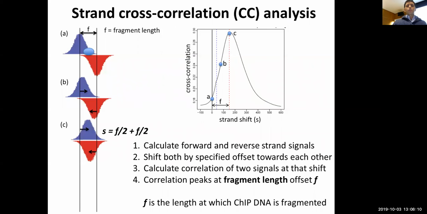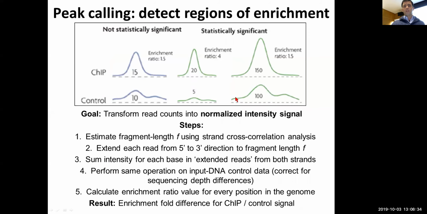We then looked at various quality control metrics that allow us to infer whether this is a good ChIP-seq experiment. For example, the strand cross-correlation of the left side and the right side that peaks exactly at the fragment length divided by 2. And we compared the read length versus the fragment length that peak at these different distances.